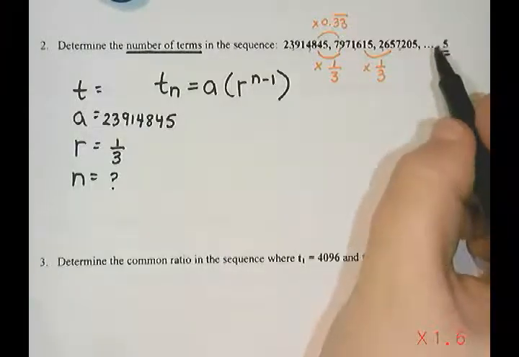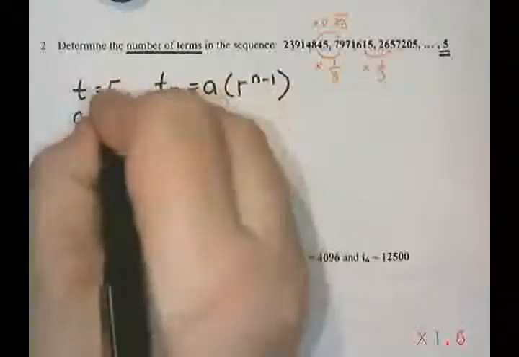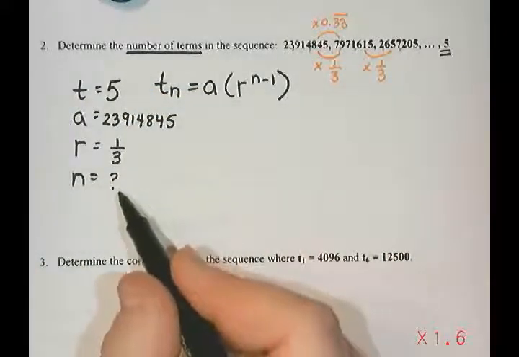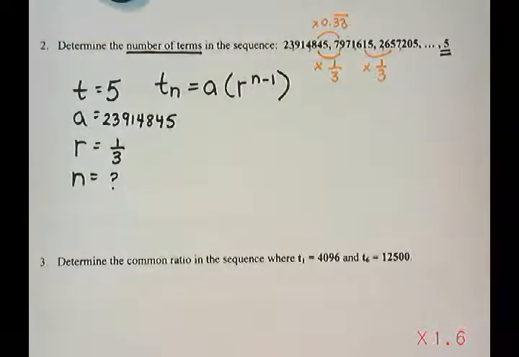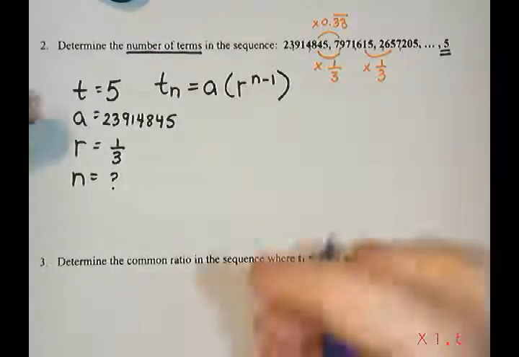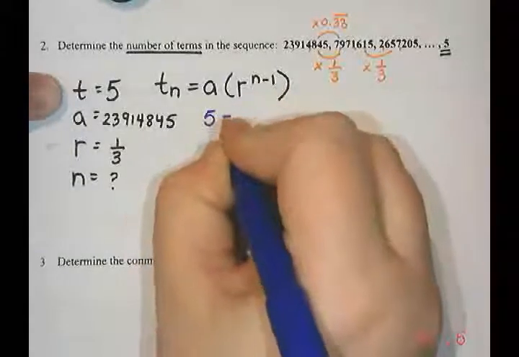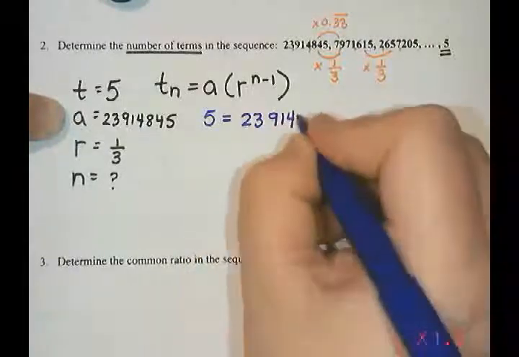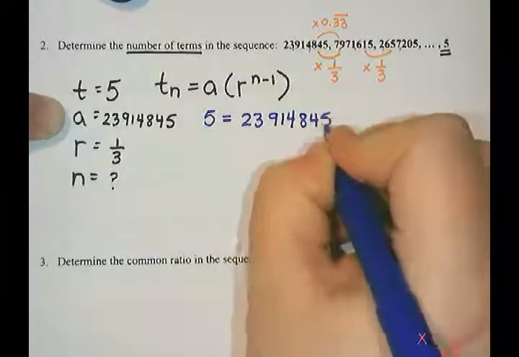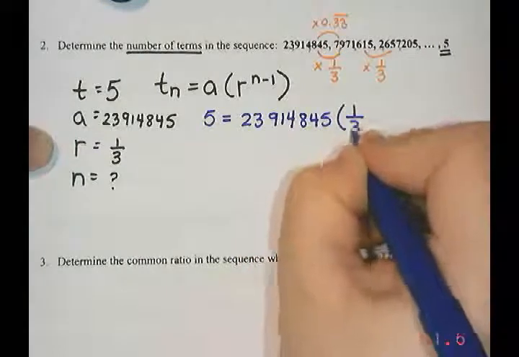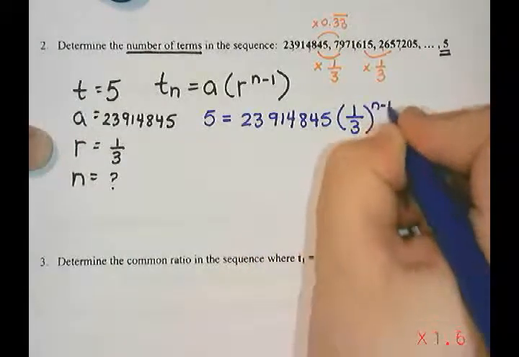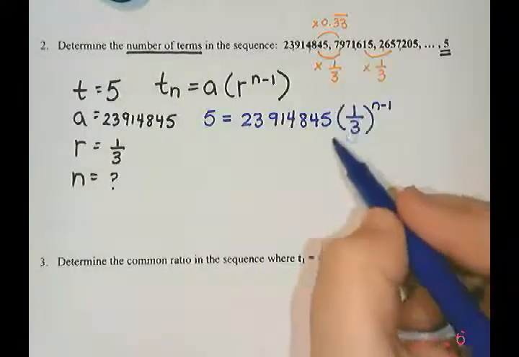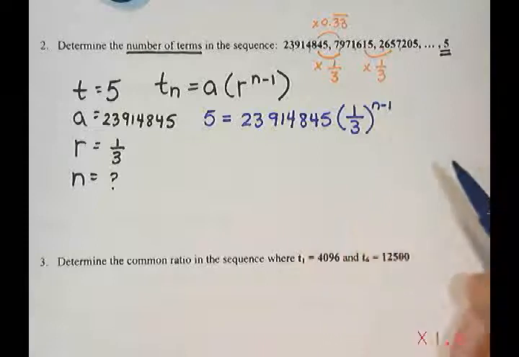So what I want to do is put this in as my last term, as the final answer, and then figure out which term it was in the sequence. So I'm going to substitute in all the things I know here. So 5 is my Tn, and then 23,914,845 times 1/3. Now I am going to put the n-1 outside the bracket because I want to keep that 1/3 together. If you want to add a second set of brackets around that, that's up to you, but you don't really need them.